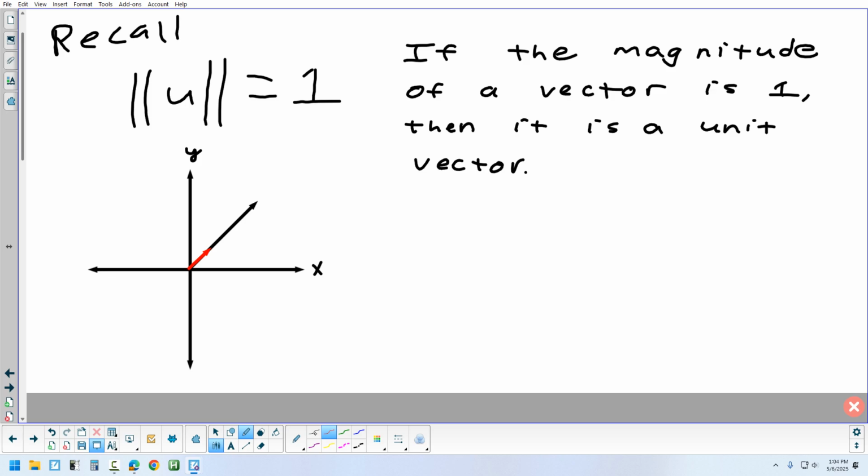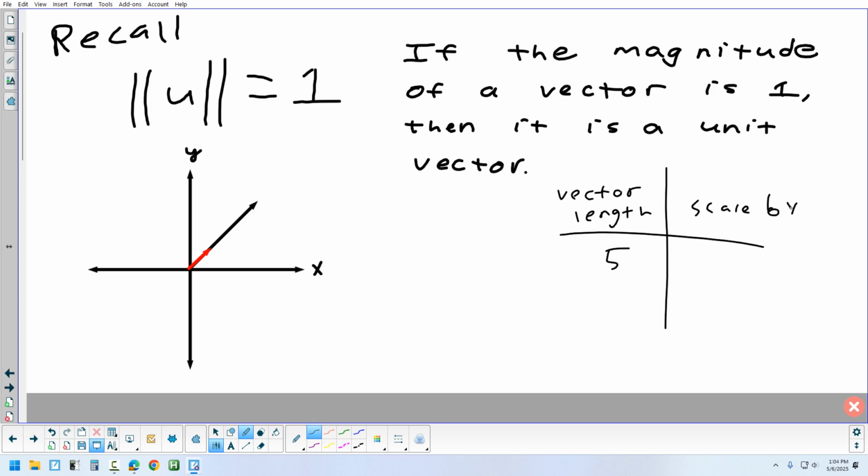Let's say I gave you a vector that had a length of 5. What would you scale it by to make it 1 unit long?